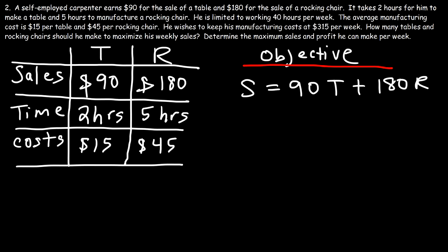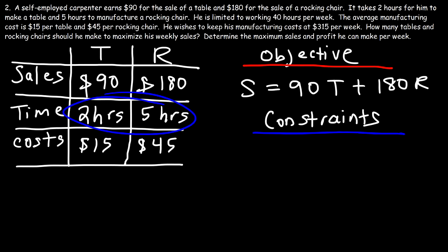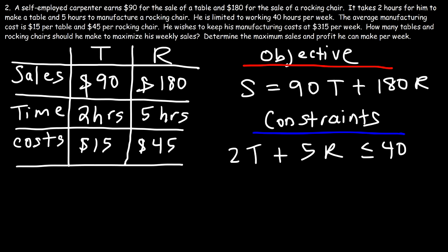Now, we need to write two constraints using inequalities. So what are the constraints that we can write? Well, the first limitation is due to time. He can only work 40 hours a week. And he's using 2 hours to make a table and 5 hours to make a rocking chair. So 2t plus 5r has to be less than or equal to 40.